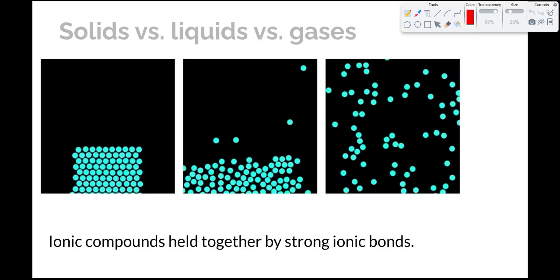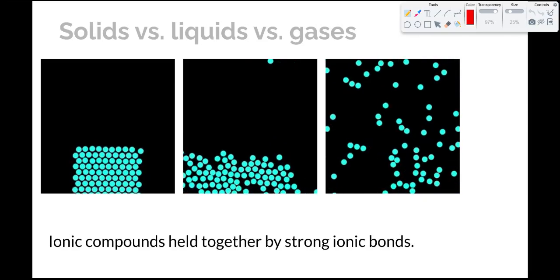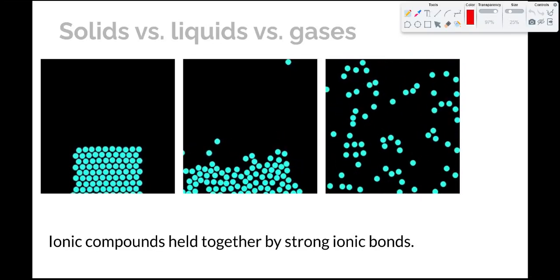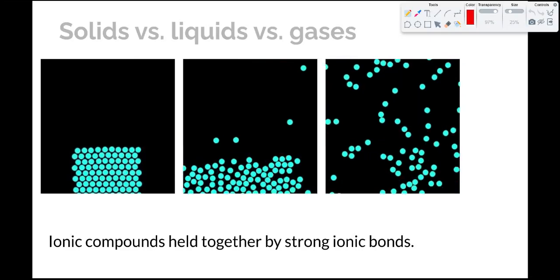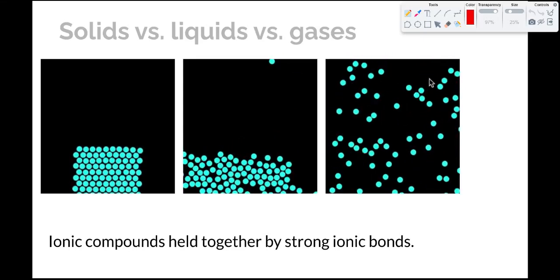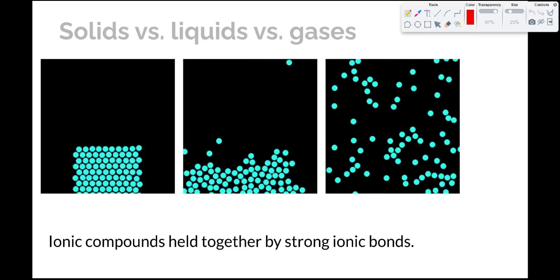In ionic compounds, we know what holds them together. There are these strong ionic bonds. It's the attraction of a positive for a negative. So the particles in the solid, for example, are sodium ions and chlorine ions, or lithium ions and fluorine ions. They're oppositely charged. That opposite charge holds the whole structure together, and those bonds are quite strong.